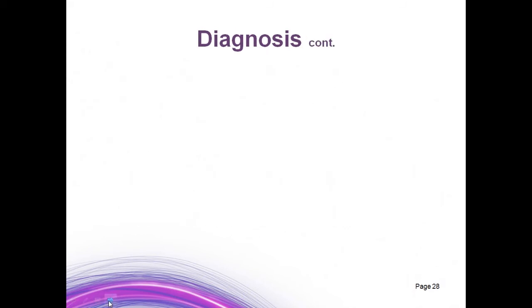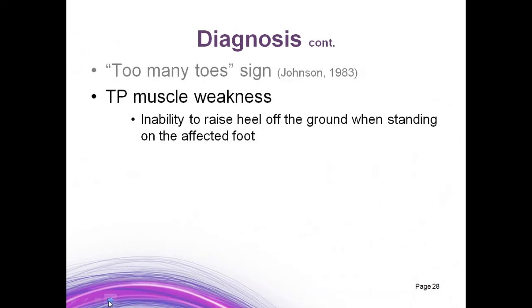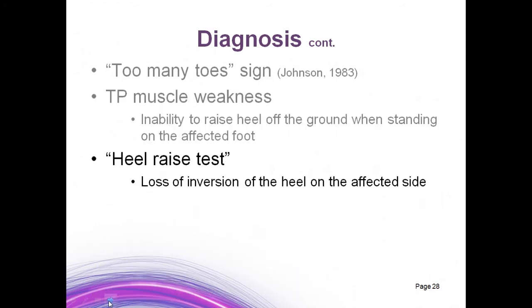Further, some points that we've already covered, from a posterior view, the too many toes sign will be evident. The tibialis posterior muscle will typically be weak, and a clinical test that's regularly performed is the heel raise off the ground test. Clients may have an inability to do it, or even if they can do it, what may be observed is the foot fails to invert as it normally would. Hence it's important to perform this clinical test on both sides, and again compare the symptomatic with the contralateral limb.